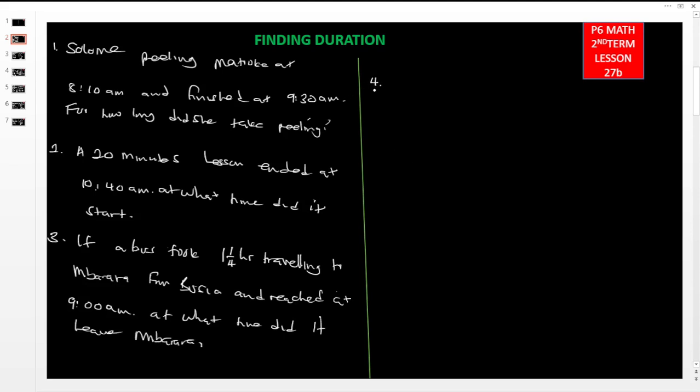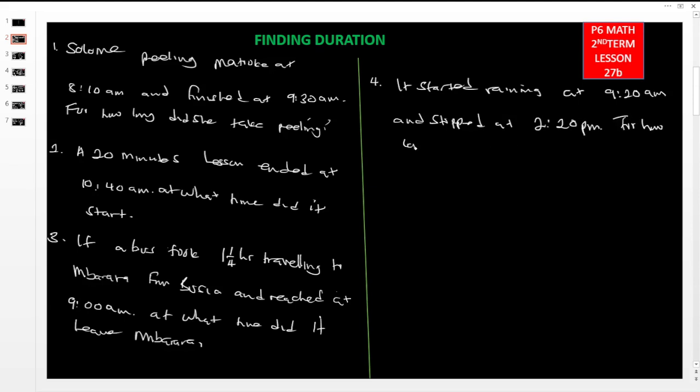Number 4: it started raining at 9:20 a.m. and stopped at 2:20 p.m. For how long did it rain?